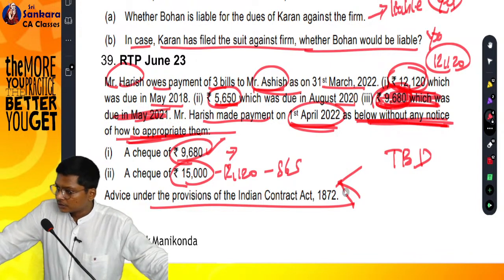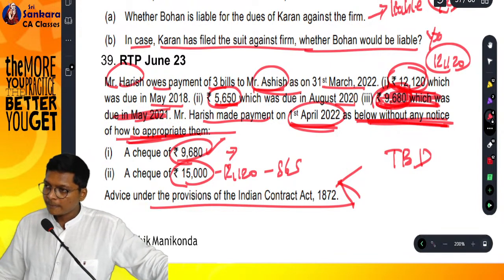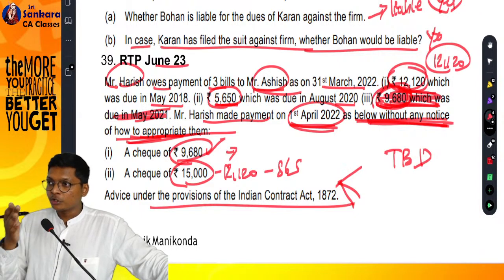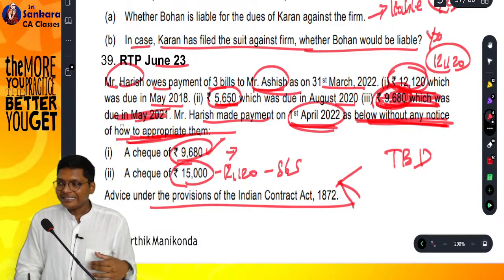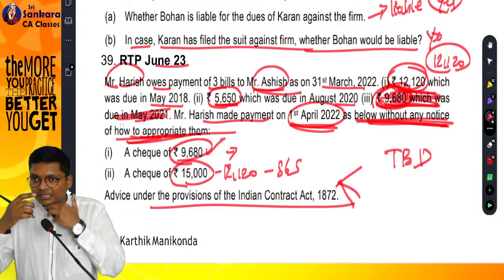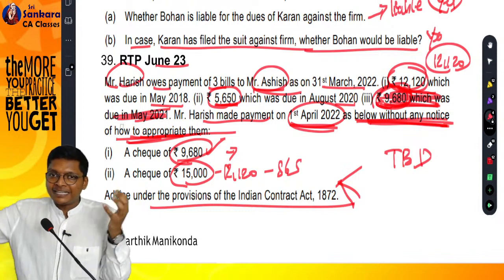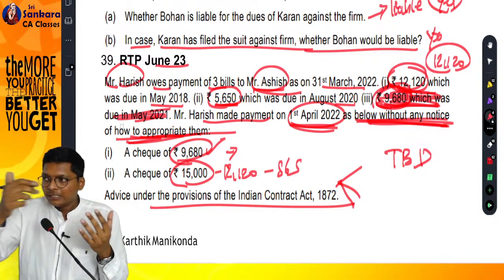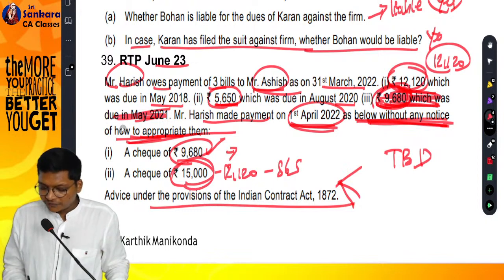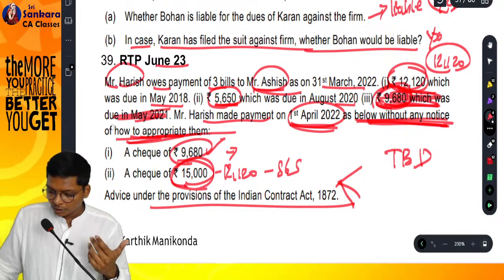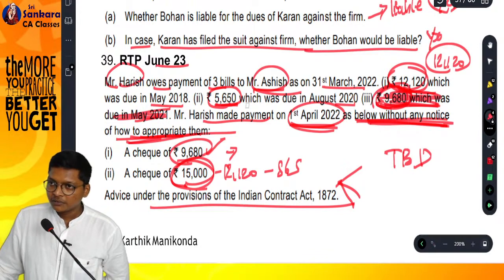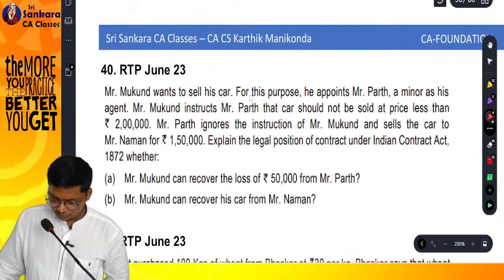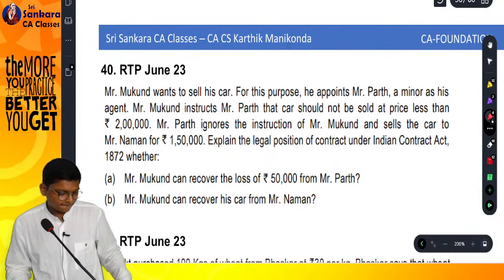Are you able to follow, guys? Understanding, guys? Hello? This is the latest RTP, your exam RTP. Okay, June 2023. So I'll repeat, 9680, even though he has not communicated, by sending 9680, it's implied that he has to adjust with 9680. Second one did not communicate anything. So 15,000 adjust with 12,120 and then balance remaining amount with 5650. Following. Go through the question.